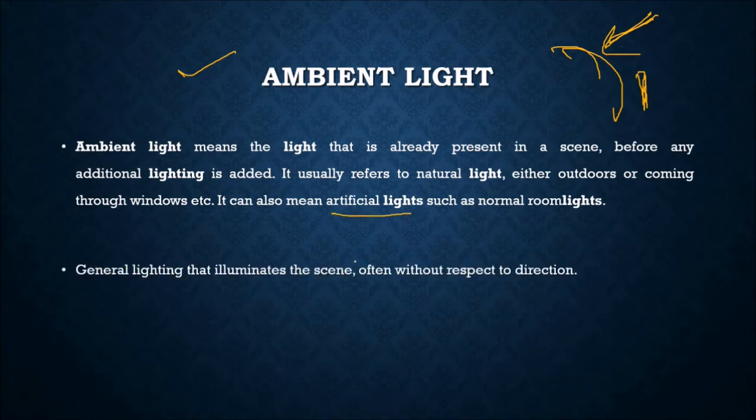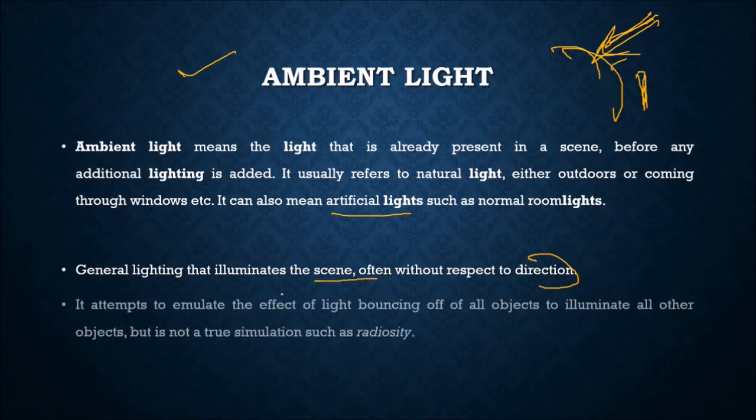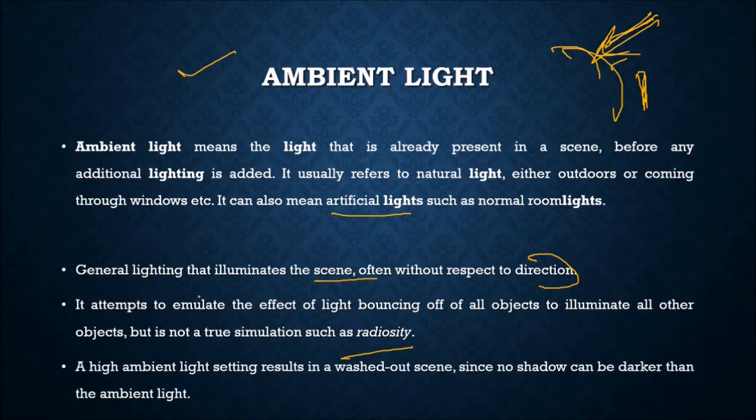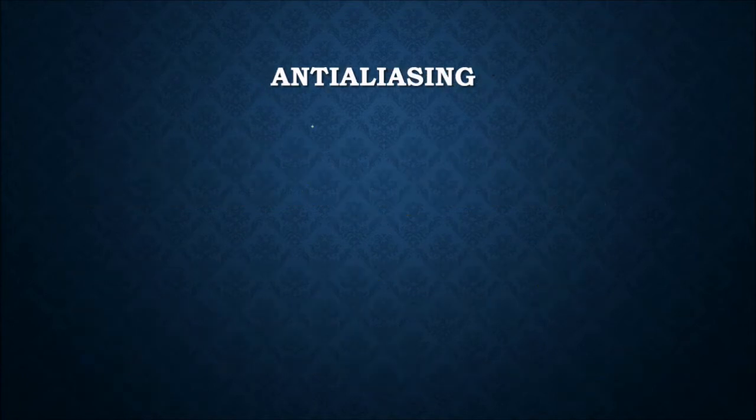Ambient light is the general lighting that illuminates the scene, often without respect to any direction. It attempts to emulate the effect of light bouncing off all objects to illuminate all other objects, but is not a true simulation, such as radiosity. Radiosity will come in later slides. A high ambient light setting results in a washed-out scene, since no shadow can be darker than the ambient light.